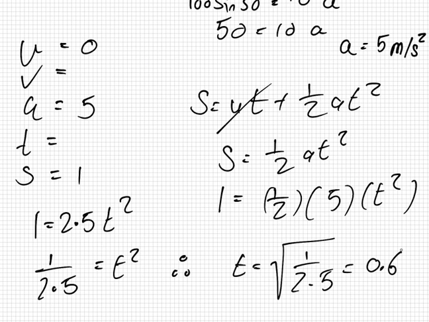So the questions I'd like you to do for homework: page 52. On page 52, I want you to do 6, 7, 8, 9, and 10. Please note, in number 10, there are 4 parts. I just need parts 1, 2, and 3.